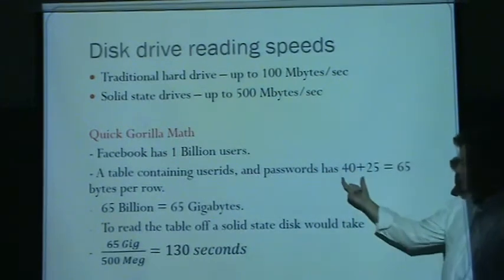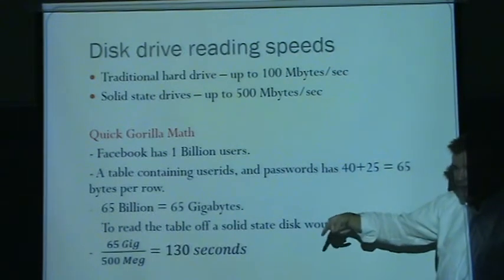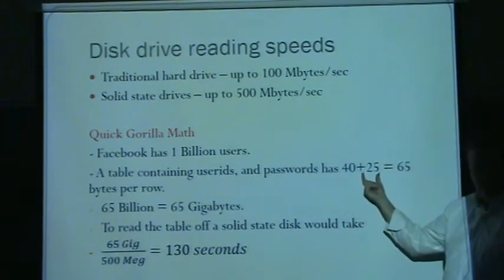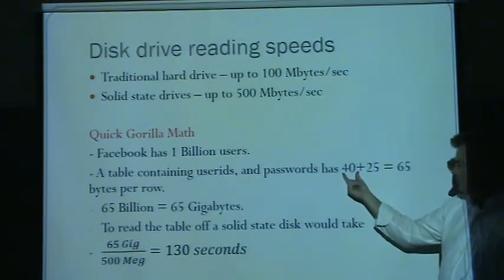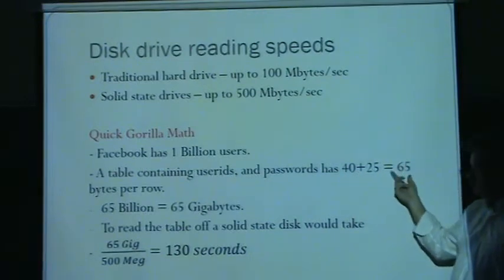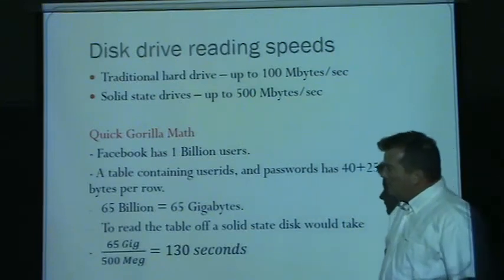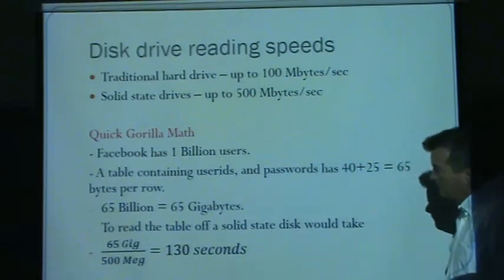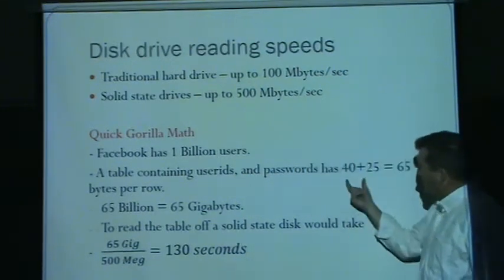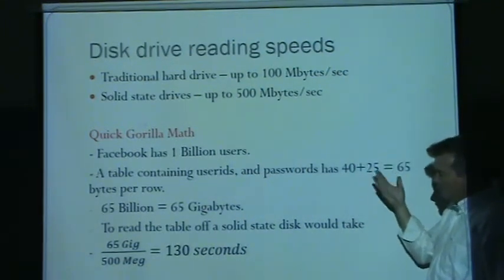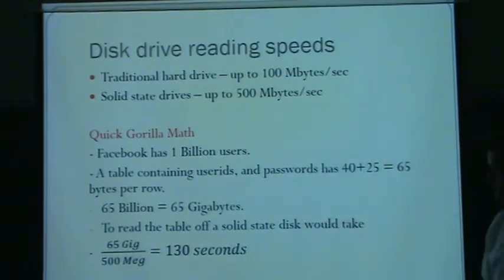And so let's say your user ID, they allow, let's say, up to 40 characters for a user ID, and then they encrypt your password, let's say, into a 25-character encrypted value. So 40 characters and 25 characters is 65 bytes per row in the table. Okay. So if you have 1 billion users and the table has 65 bytes per user, you're going to need 65 gig to hold this table.